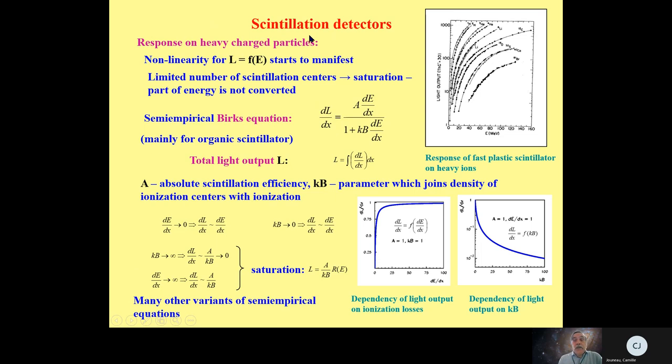How does it look for scintillation detectors? In this case, it is important that if you have heavy charged particles with small velocity, the ionization will be very, very high. Sometimes the ionization is so high that you do not have enough ionization centers to convert the ionization energy to light and to output. That means you will obtain some saturation. Part of the energy is not converted for particles which have very high ionization.